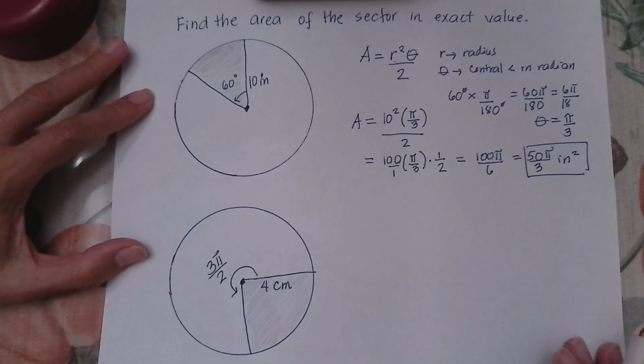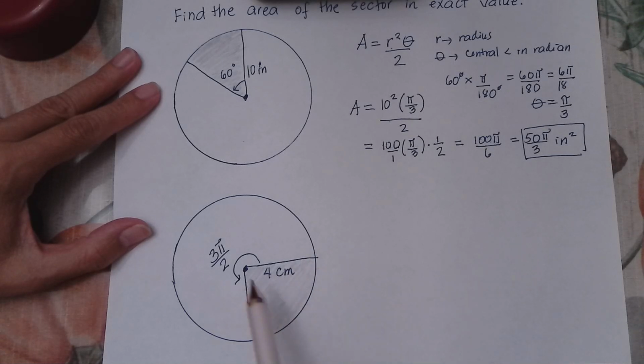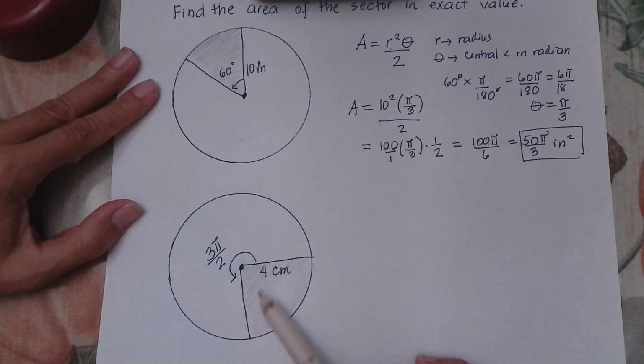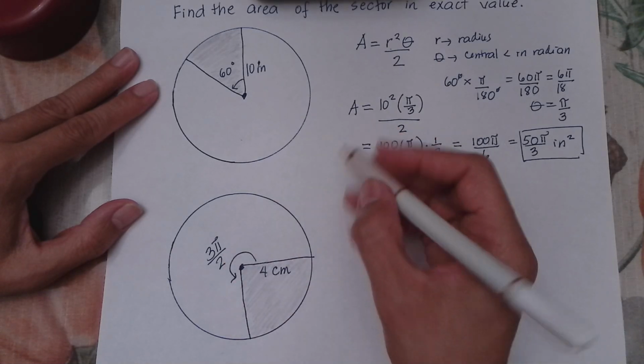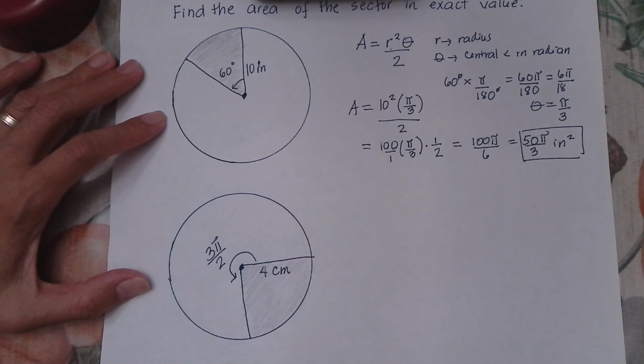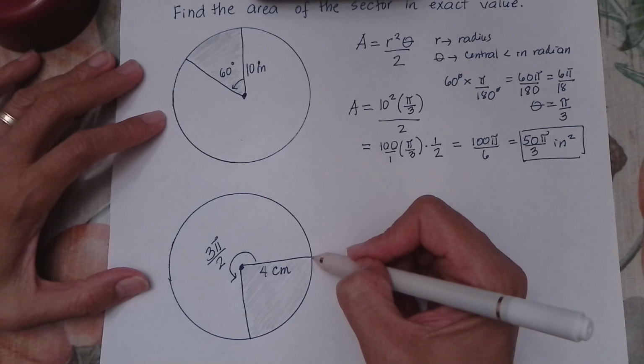Okay, the last example is easier than the first one because the given central angle in here is 3 pi over 2. So if the one being asked for is this one, if this is 3 pi over 2, this one will be pi over 2. How do we know that?